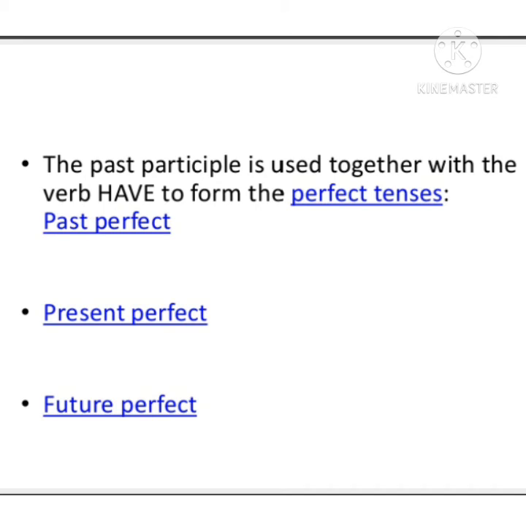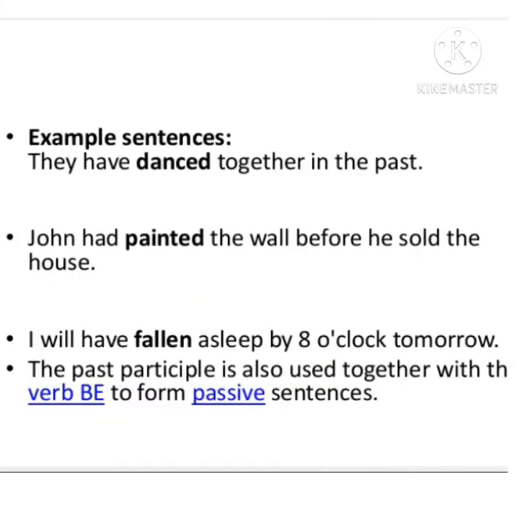Where is the past participle used? The past participle is used together with the verb have to form the perfect tenses. For example, past perfect, present perfect and future perfect. Now see the examples of past participle. They have danced together in the past. John had painted the wall before he sold the house. I will have fallen asleep by 8 o'clock tomorrow.